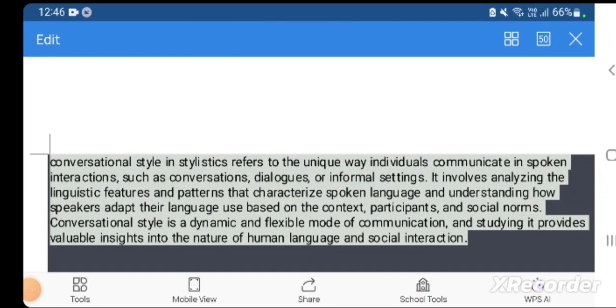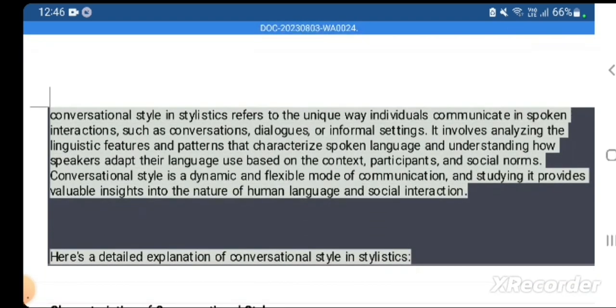So by definition, conversational style in stylistics refers to the unique way individuals communicate in spoken interactions. Conversation strictly means spoken interactions between people, such as conversations, dialogues, especially in informal settings. It involves analyzing the linguistic features and patterns that characterize spoken language and understanding how speakers adapt their language use based on the context, participants, and social norms.